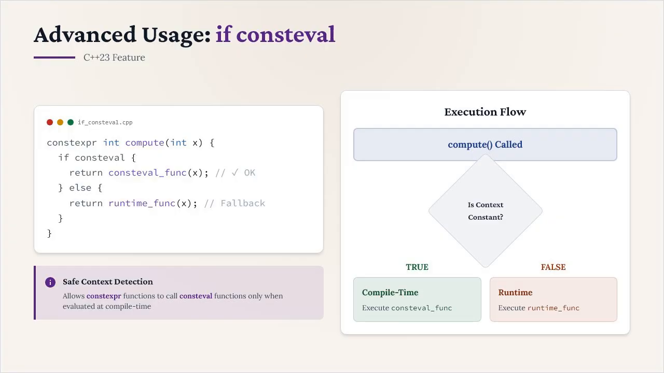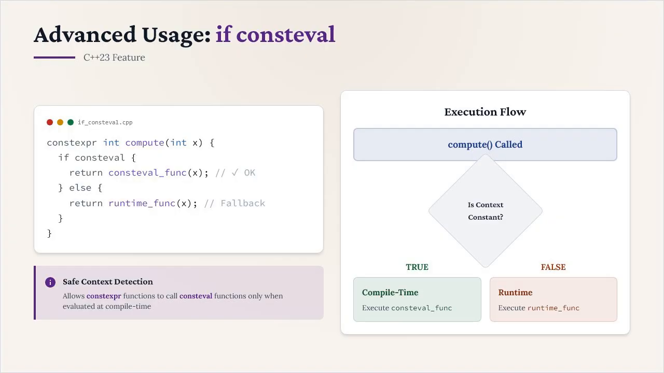C++23 introduced the if consteval feature, which provides an elegant way for constexpr functions to safely call consteval functions when the context is constant evaluated. Before if consteval, there was no standard way for a constexpr function to determine whether it was being evaluated at compile time or runtime, which made it difficult to write functions that needed to behave differently in these two contexts. The if consteval statement evaluates to true if and only if the function is being evaluated in a constant context, allowing you to safely call consteval functions in that branch.